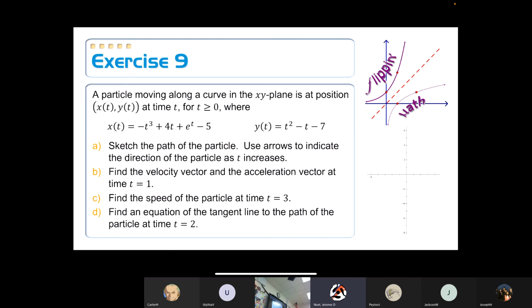All right, so look at exercise 9. A particle moving along a curve in the xy plane is at position x of t comma y of t at time t for t greater than or equal to 0. And look at our x component and our y component. If you have e to the t mixed in with all your stuff, chances are this is a calculator question.